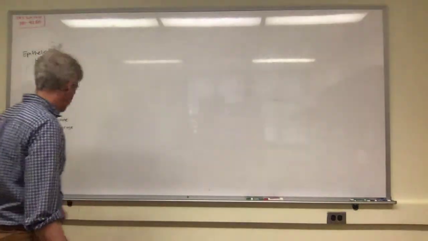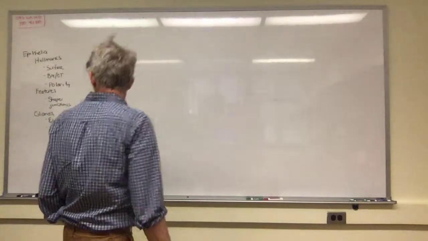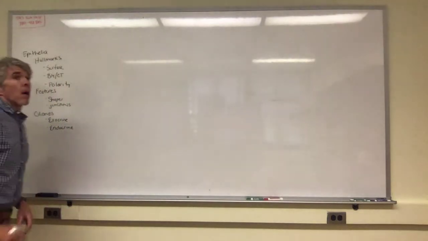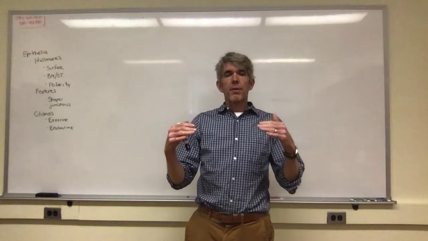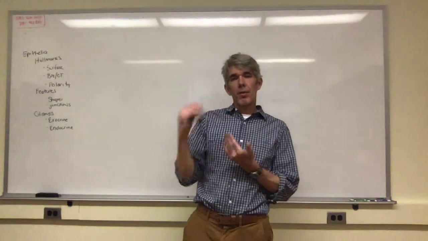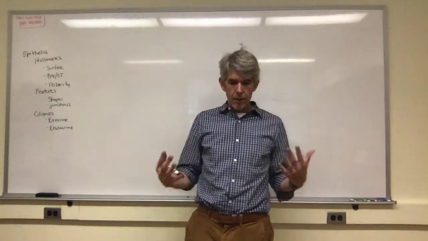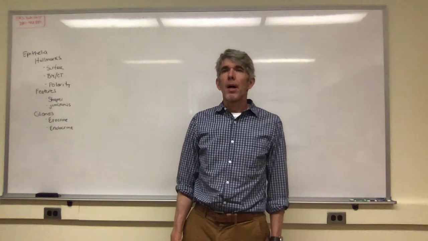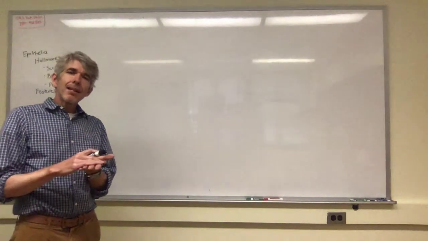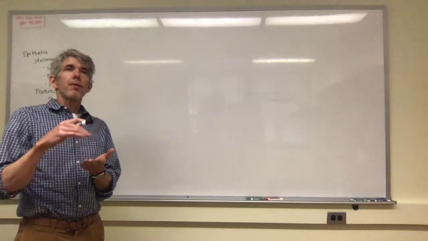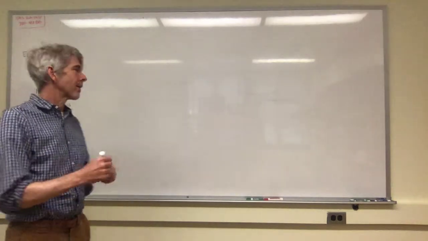Okay, let's talk about epithelia. Epithelia are tissues that form most of the surfaces of our body. They line the internal cavities, they line the external of our body. In general, an epithelia is a single layer of cells that are tightly packed.